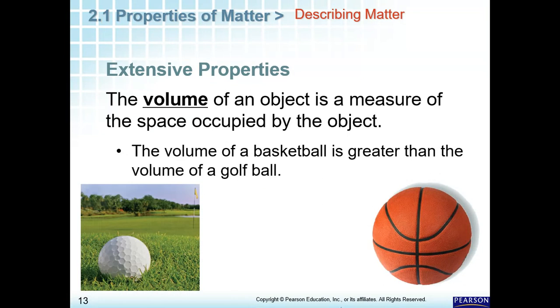Volume is the other one as well. Volume is the measure of the space, keyword there, space, occupied by an object. So we can say that the volume of the basketball is greater than the volume of the golf ball because the basketball takes up more space. And this is an extensive property because if you have more basketballs, it's going to take up more space. So it does depend on the amount that you have.